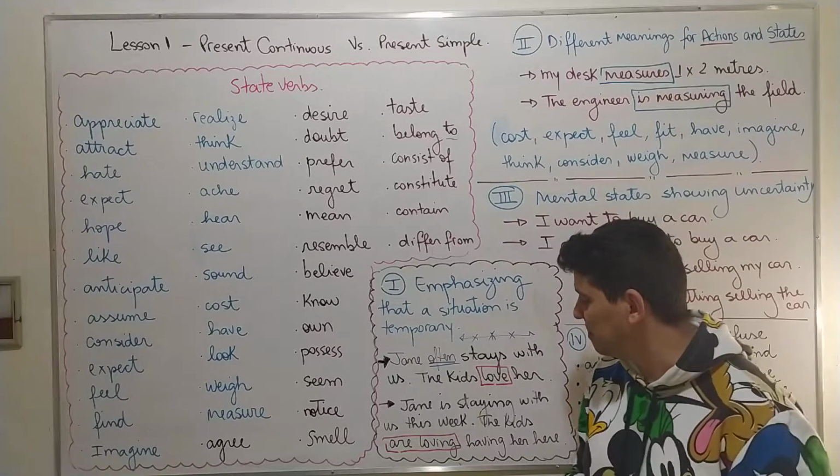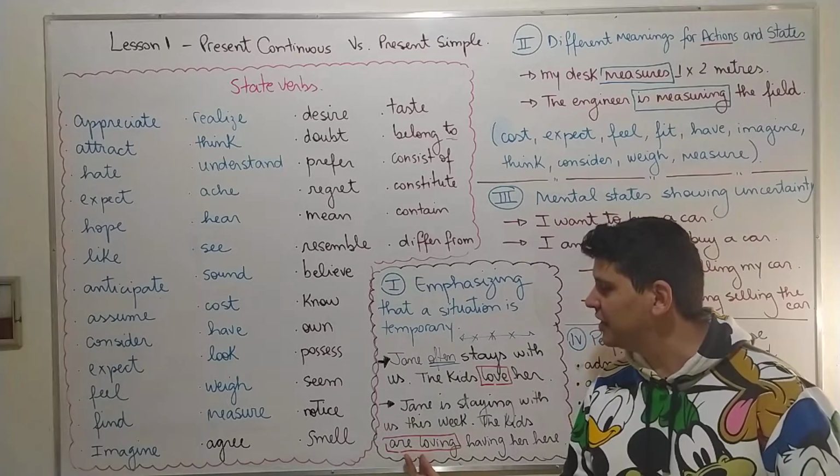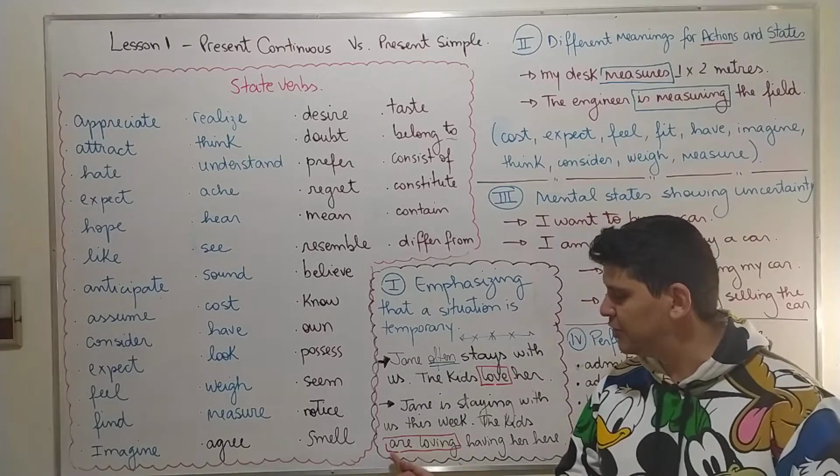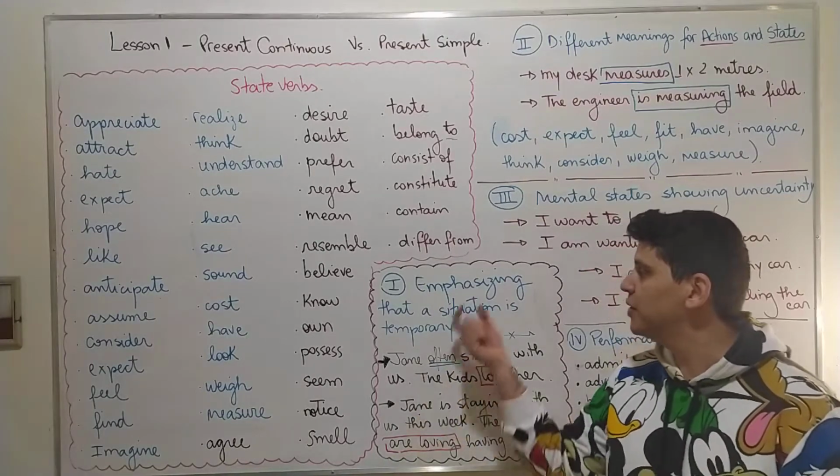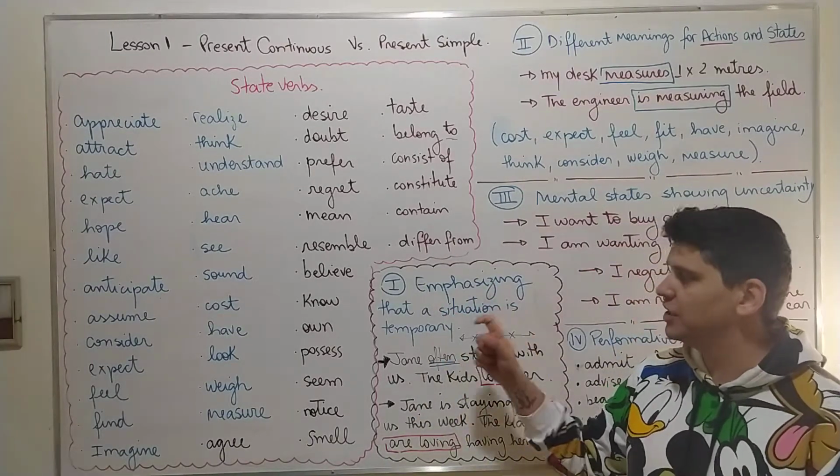Maybe, you never know. But in this case, we are using loving in the ing form with the verb to be, so this is a continuous tense, to emphasize that this situation is temporary.